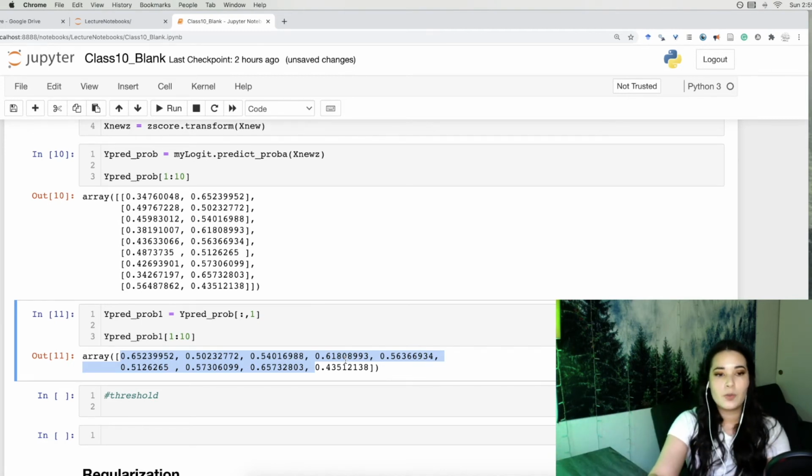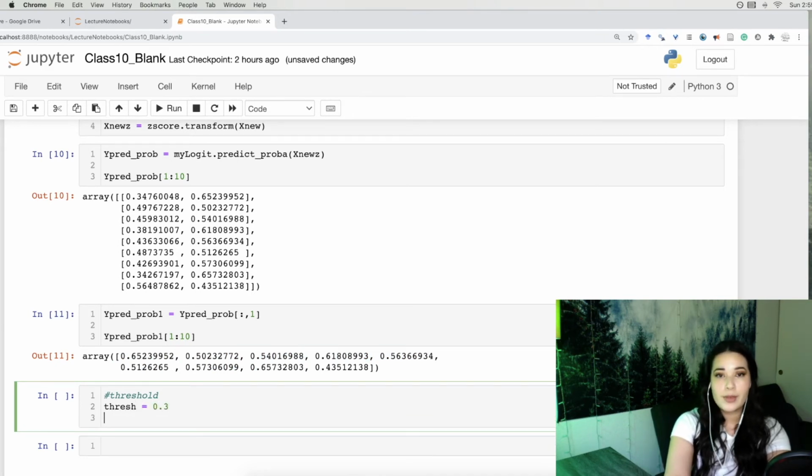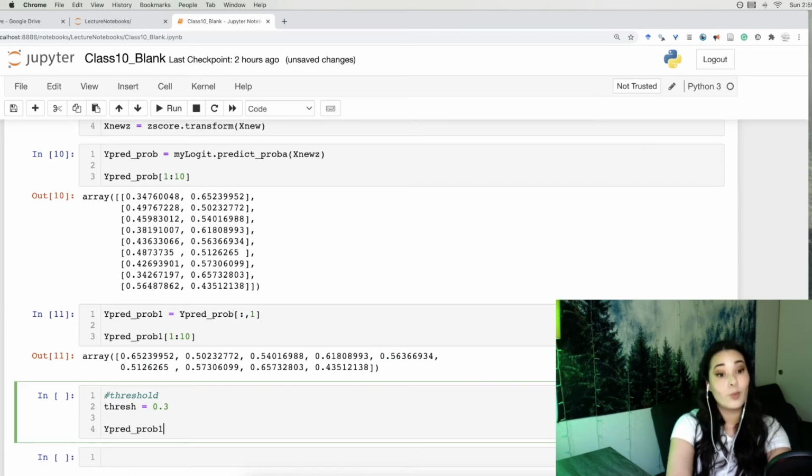So one way we can do that is by using thresh. I'm just going to call this our threshold. We'll set it to 0.3. And then we're going to take our ypred prob 1 and we're going to say, okay, I want all of the values that have a predicted probability greater than 0.3 to be classified as 1, as the positive class. Well, the way that we can do that is by saying ypred prob 1, I'm going to call this we thresholded it. And I'm going to say ypred prob 1. So those are the predicted probabilities that they're in the positive class.